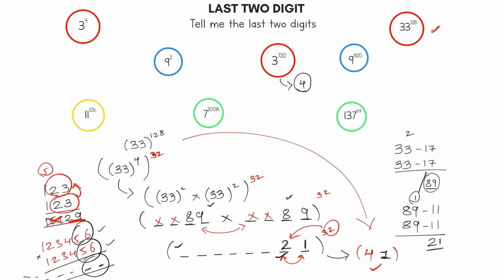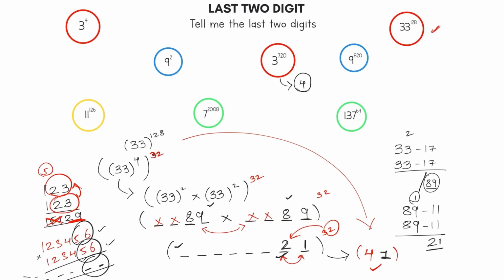The logic here is this. 123 into 123. The number is this big, but if I want just the last 2 of this, just multiply 23 into 23. Similarly, if you want 1 2 3 4 5 6 into 1 2 3 4 5 6, you don't want the big number when you multiply this. You just want the last 2 of this. So 56 into 56, and that's what I'm doing here. Just multiply 89 into 89. You will get the last 2 of this.